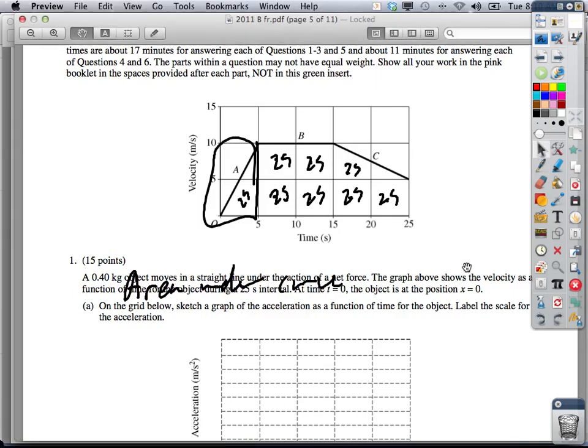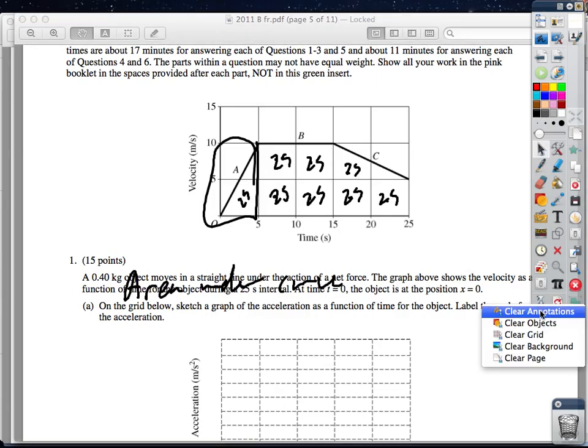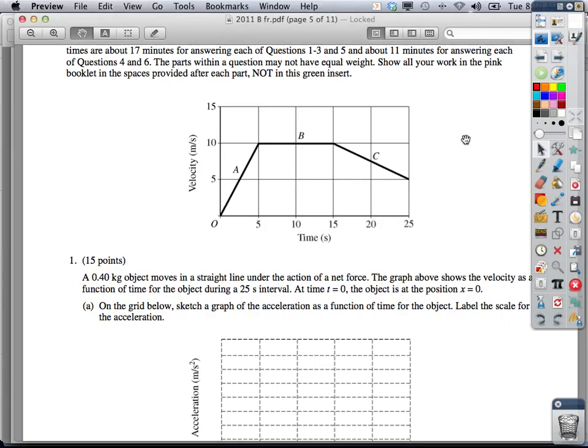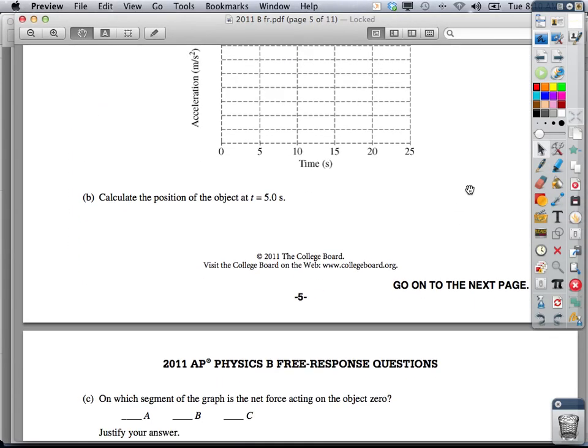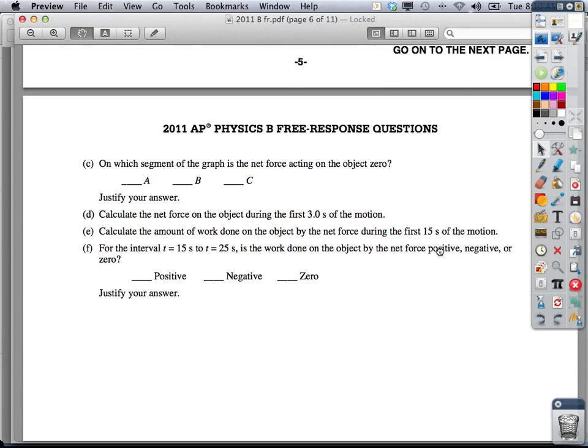Sorry, this is the 2008 AP exam. We're doing questions 1 and 2, which was the homework last night. So yeah, that would just be 25 meters. But you see the idea for the whole thing.